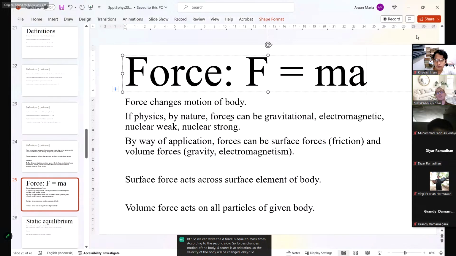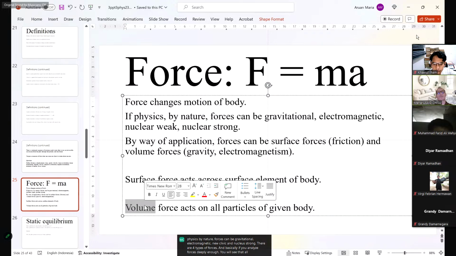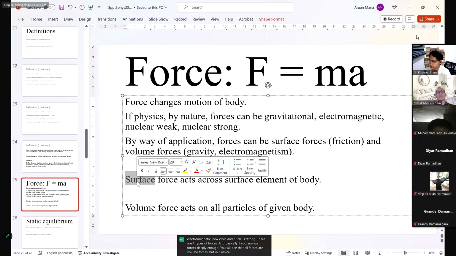So in physics, by nature, forces can be gravitational, electromagnetic, nuclear weak, and nuclear strong. There are 4 types of forces. And basically, if you analyze forces deeply enough, you will see that all forces are volume forces. But in classical mechanics, we can also consider some surface forces, such as friction. Friction is a surface force in classical mechanics.